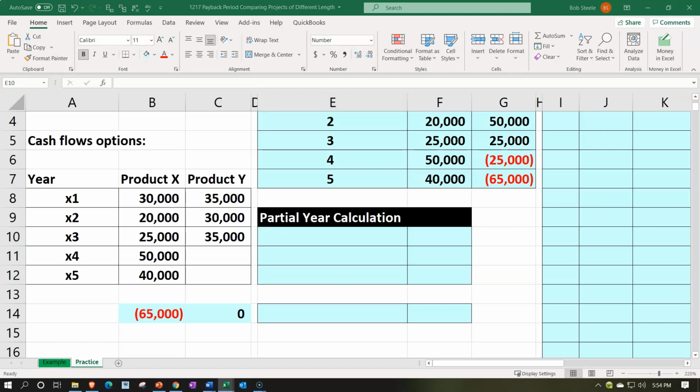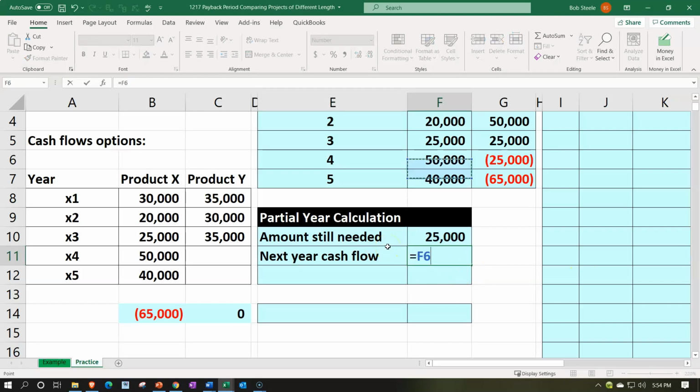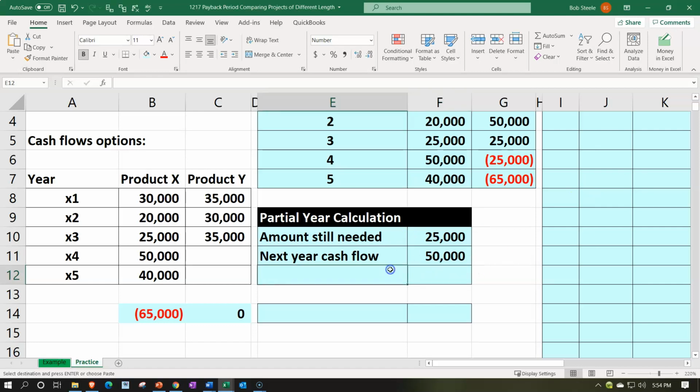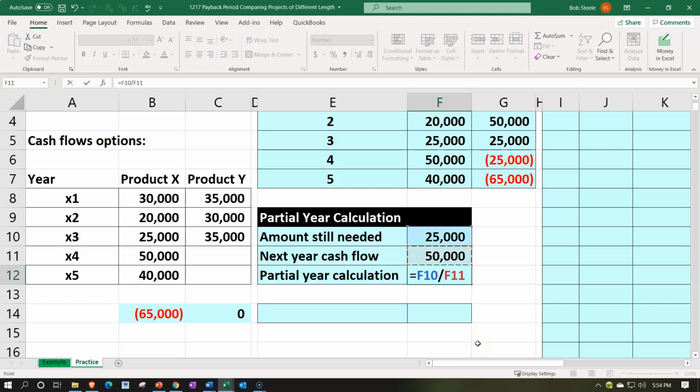So to do that last piece, you could say the amount still needed. This is kind of the quickest way to do it. We'd say from this point in time, we still need 25,000. 25,000 is still needed. And the amount from the next year that we're going to expect to earn, and we're expecting we earn it evenly over the year, is going to be that 50,000. So the partial year calculation then, the fraction of a year is going to be equal to the 25,000 over the 50,000, or in this case, if we add a couple decimals in the number group, 0.5.